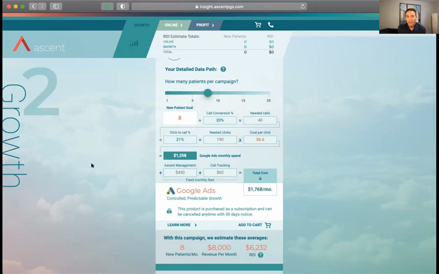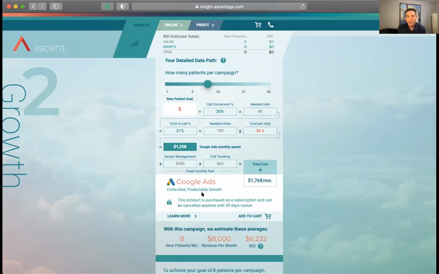One of the great things too is again, we know you're going to get about 8 patients with this. Assuming each patient's worth about $1,000, you're looking at about $8,000 in annual revenue that you're generating per month, and about a $6,200 return on investment.